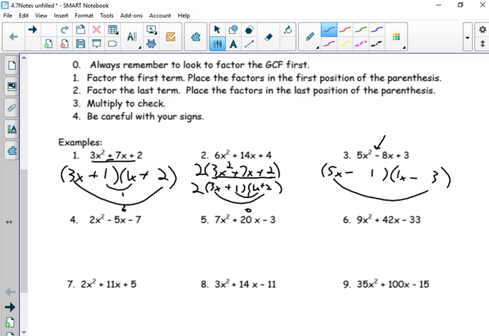5 times 3, oh shoot, that's 15. Right? That's way too big. So I already know that it's not 1 and 3, which means it's got to be 3 and 1. But we're not going to assume, we're going to check. 5 times 1 is 5, 3 times 1 is 3. Does that add up to 8? Yes, it does. Since they're both negative, it adds up to negative 8.